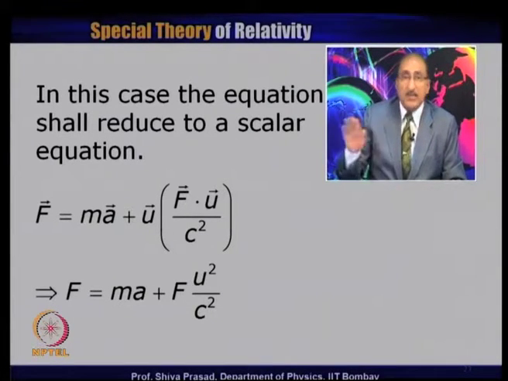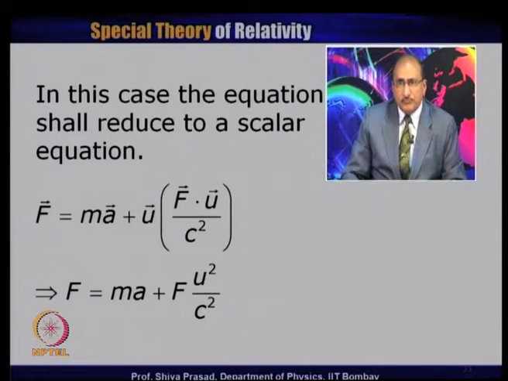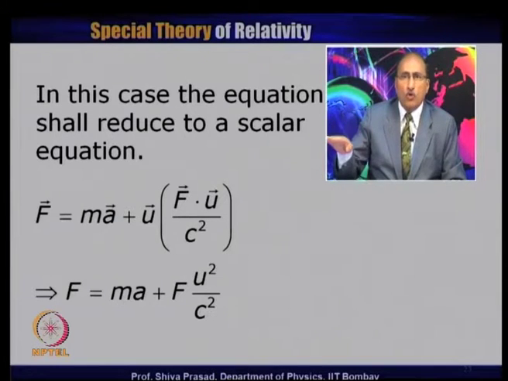Now, because everything is in the same direction, I need not write vectors. F dot u, because F is in the same direction as u, will be the magnitude of F multiplied by the magnitude of u multiplied by the cosine of the angle between the two. Because the angle between the two vectors is 0, the cosine is equal to 1. So, this becomes magnitude of F multiplied by magnitude of u, everything is in the same direction.